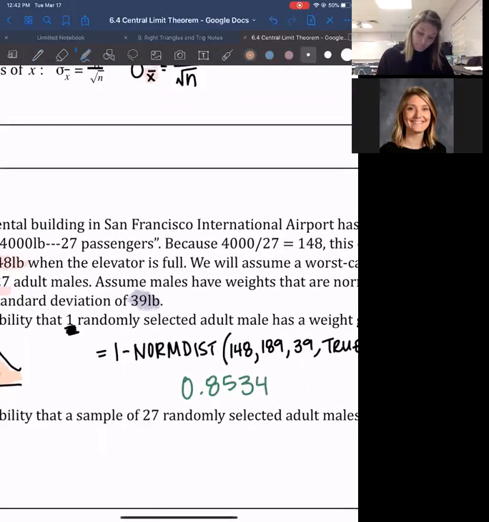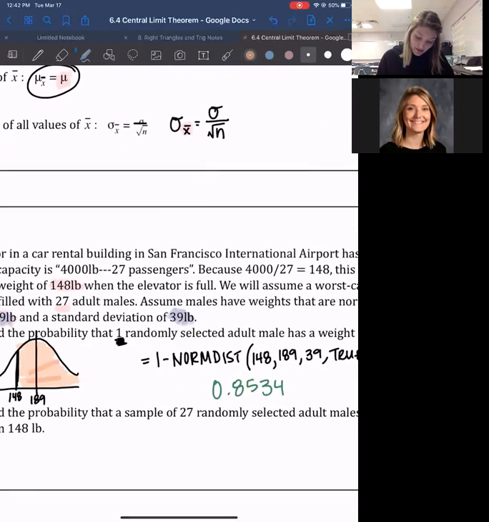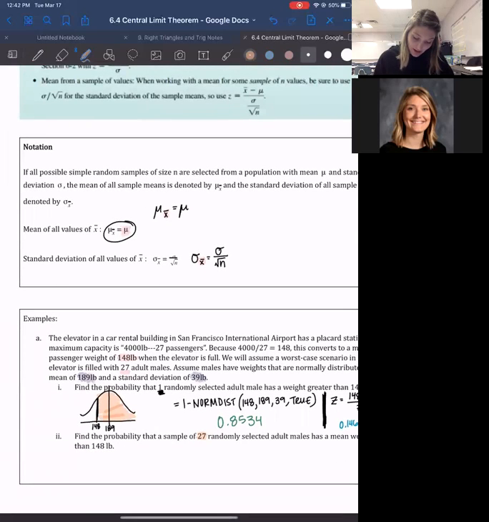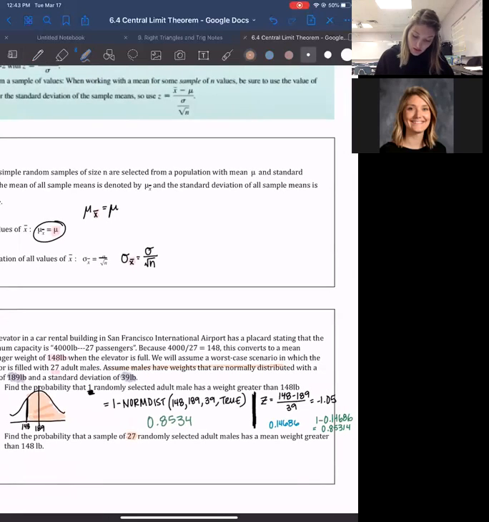Now, 27 is not greater than 30, but if you look back in the problem, it does say that you can assume that they are normally distributed. So it is okay if we go ahead and use the central limit theorem in this case, even though we have a sample size less than 30.